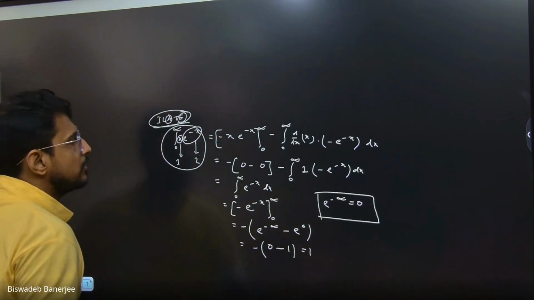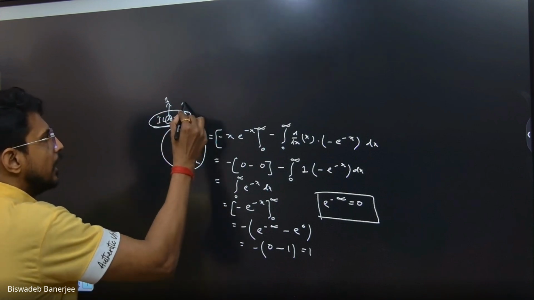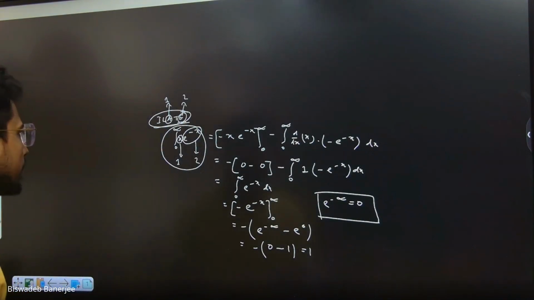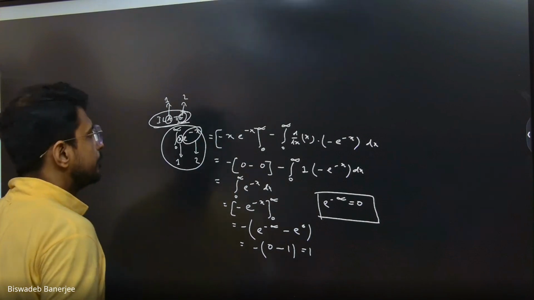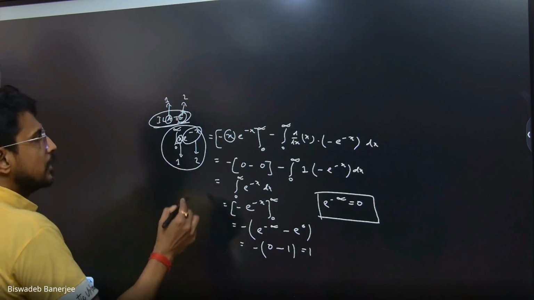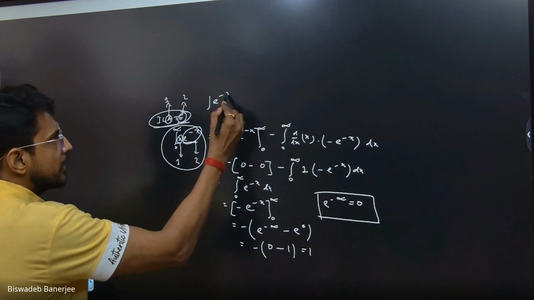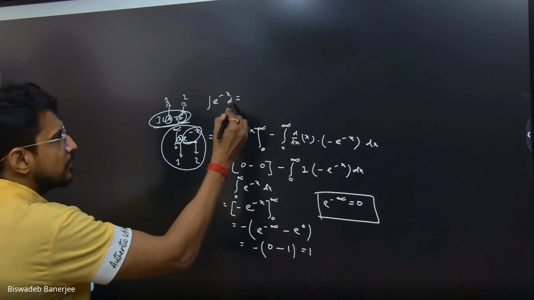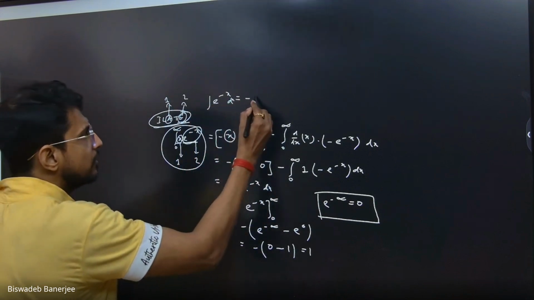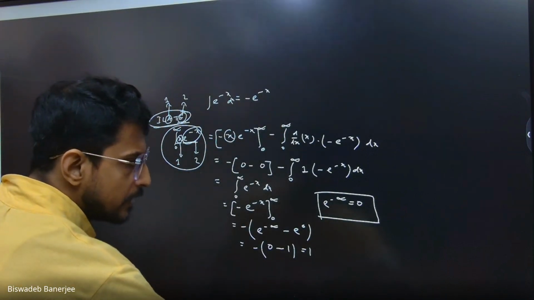So what does the rule of bypass say? We shall take this one as the first function and this one as the second function. This is my rule of bypass. So the rule is the first function, then the integration of the second function, that means the integration of e to the power minus x. And we all know that the integration of e to the power minus x is minus e to the power minus x. It's very easy.